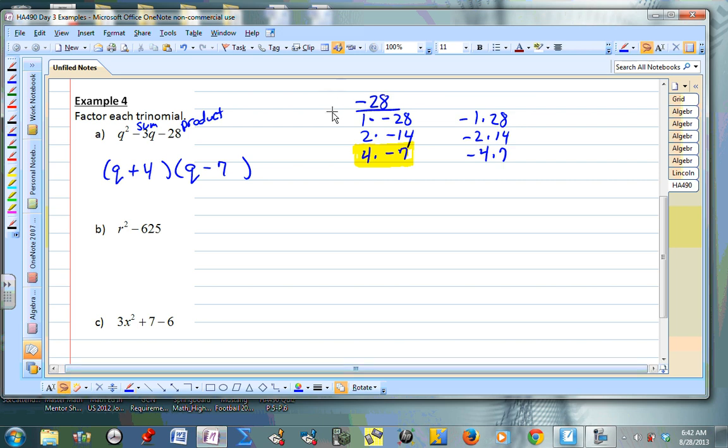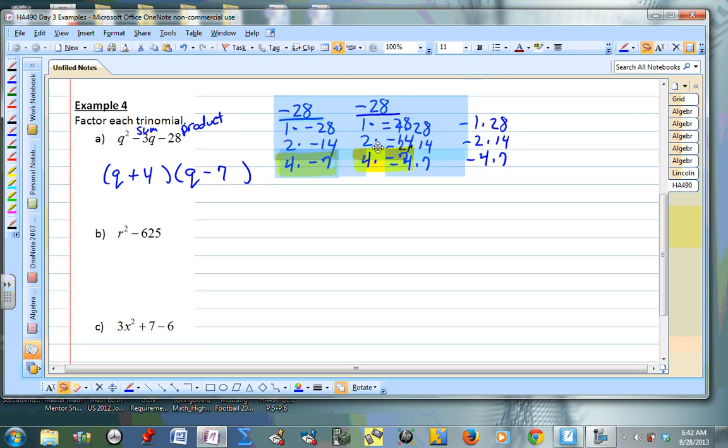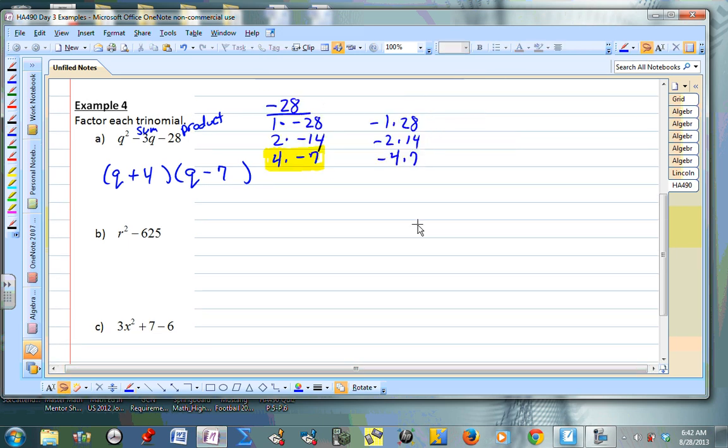Now, it will be a good idea to check our answer to make sure we did this correctly. So let's see. To check, we can multiply our factors. We should get q squared minus 3q minus 28. Let's check. Q plus 4 times q minus 7.